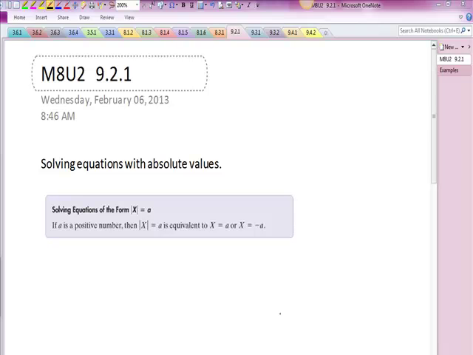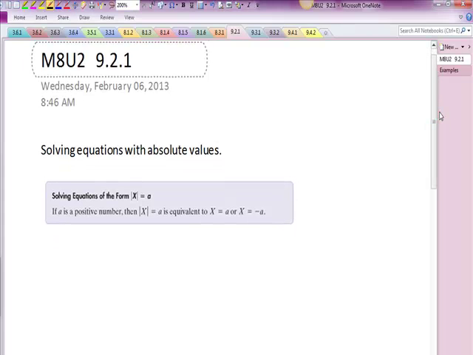You'll find in this Mod 8 Unit 2 that we do a variety of different things that get put together in one unit. And we're moving on from looking at functions into solving equations with absolute values. Well, at least we did look at absolute values in the last lesson, but these are not functions. These are just equations with one unknown.